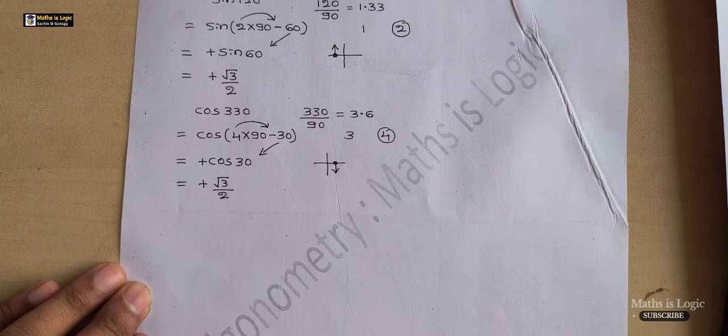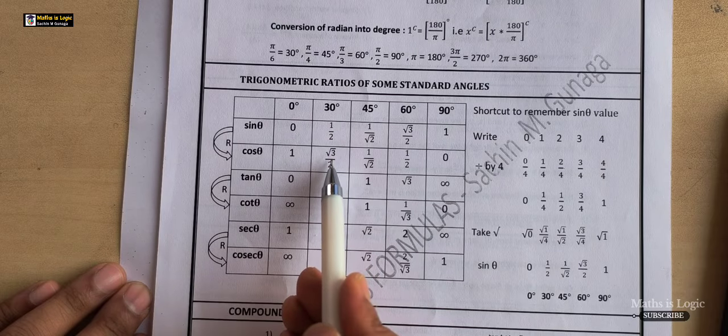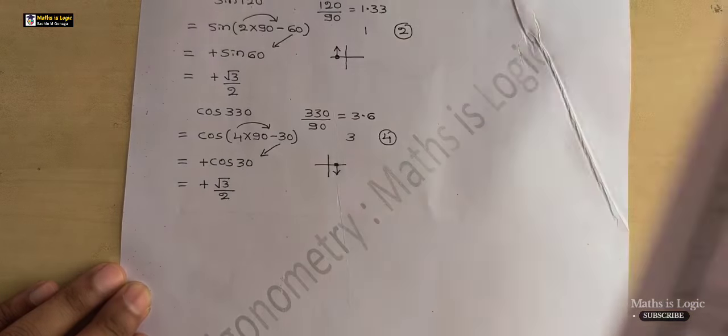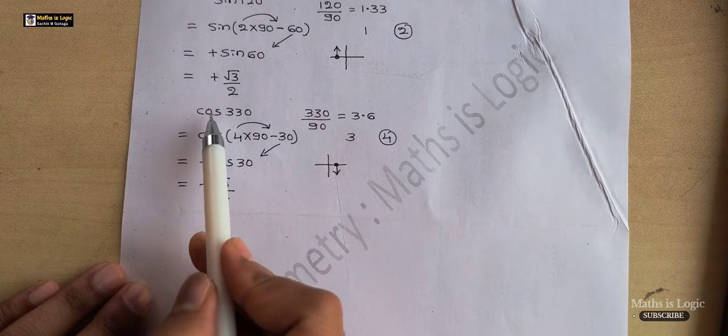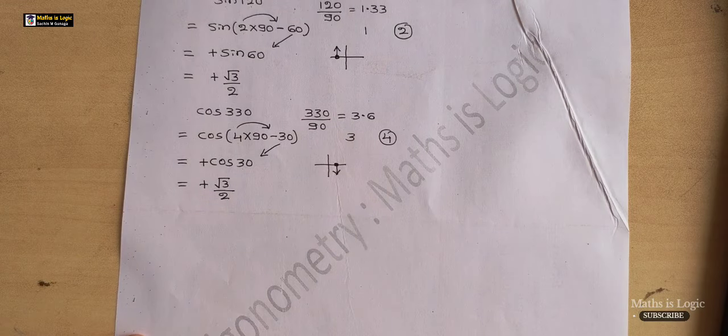Next see the trigonometric ratios of standard angle table, cos 30 degree value is root 3 divided by 2, therefore final answer for cos 330 degree is plus root 3 divided by 2.